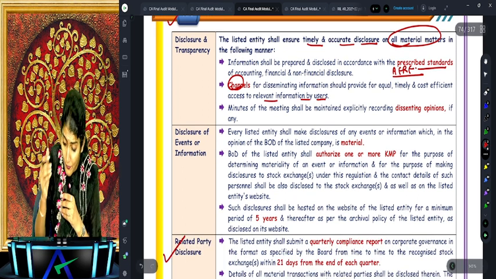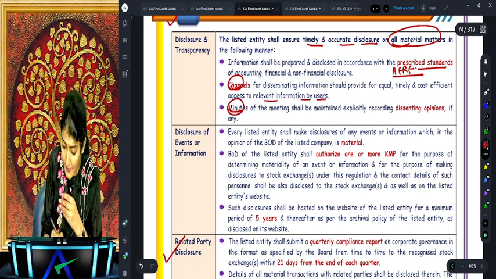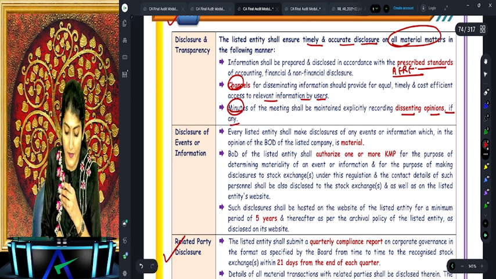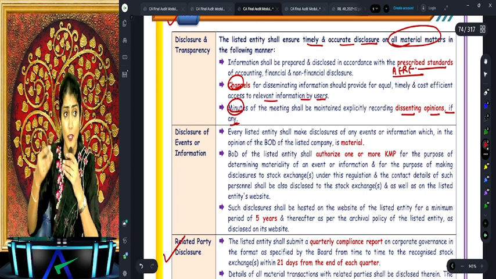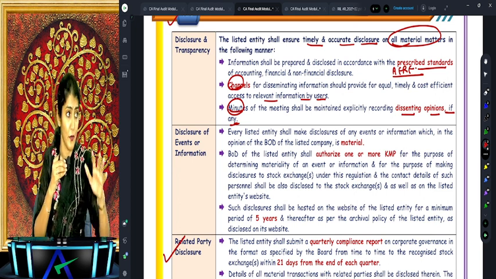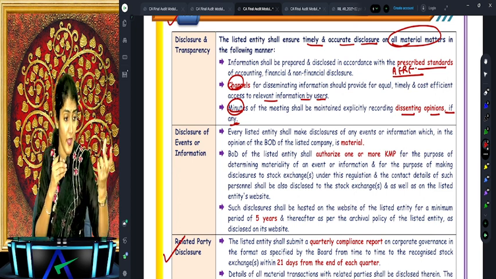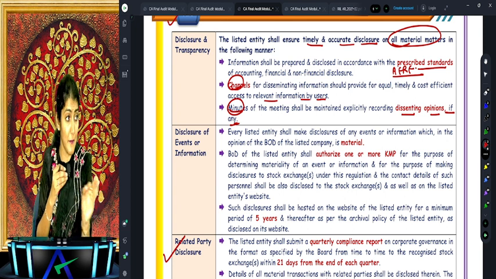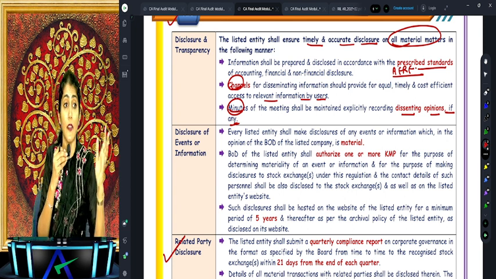And the minutes of the meeting shall be maintained explicitly regarding the dissenting opinions, if any. If any of the director or any of the shareholder disagrees with a particular decision being taken over there, it shall specifically mention what was his different opinion regarding the same.